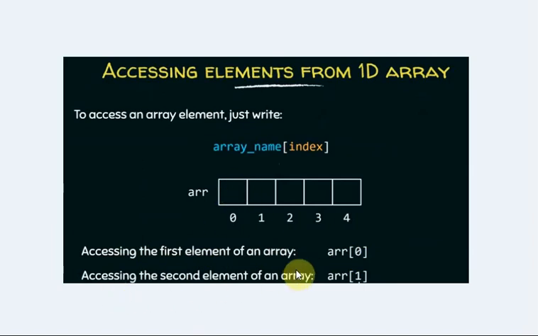Assigning the second element of an array. This is the first element, this is the second element. Then array name and the index number 1 means we are talking about this position. Whatever element we want to access, we use its index number. If we want to access this value, we will use the index number 4.